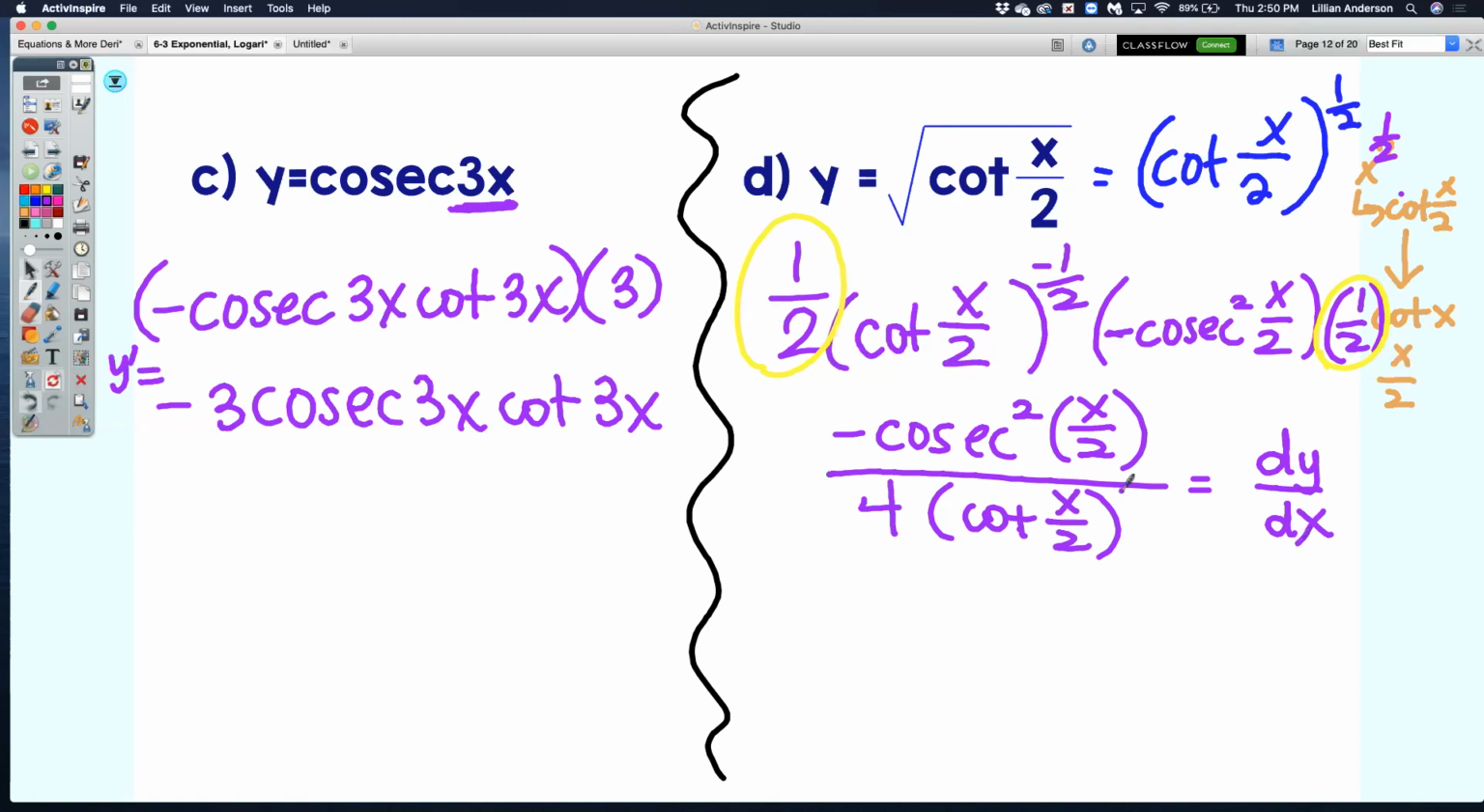Thank you. I did miss the 1/2 power. Because when I brought it down, I made it into a positive exponent and I dropped it off altogether. Don't do that.